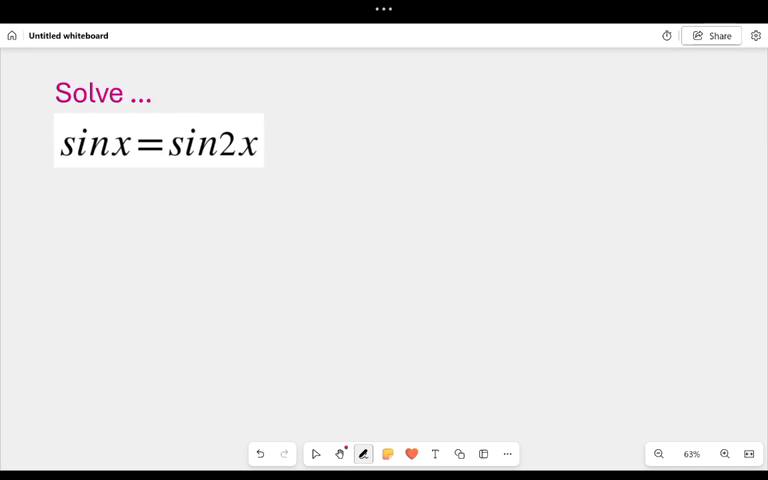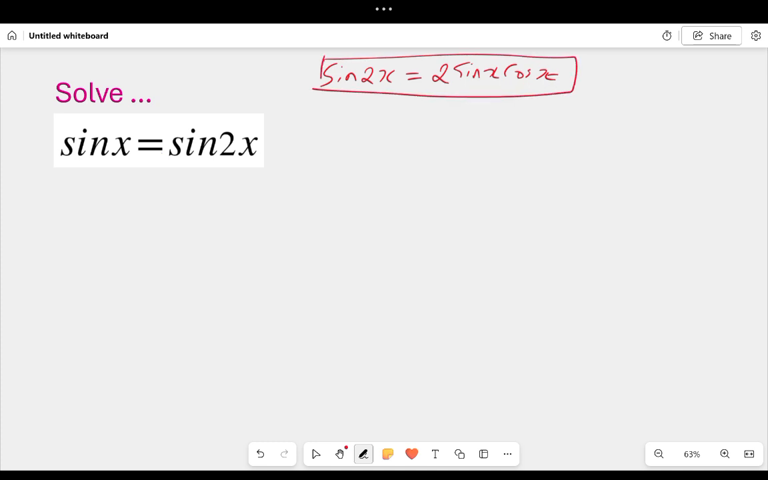Before we solve this question, we should remind ourselves about the double angle formula for trigonometry. Sine 2x can be written as 2 sine x cosine x. So we are going to use this to solve our problem today. So let's solve the question.